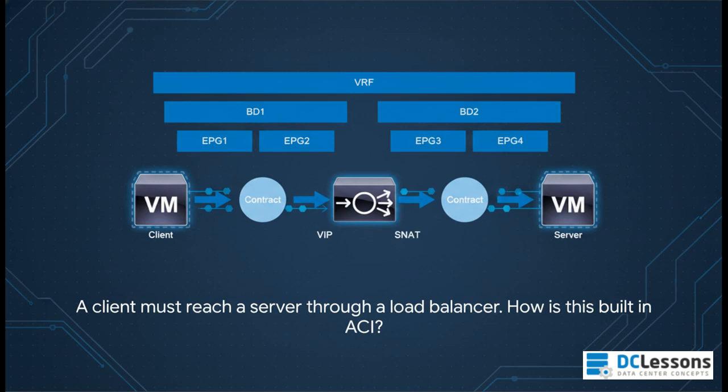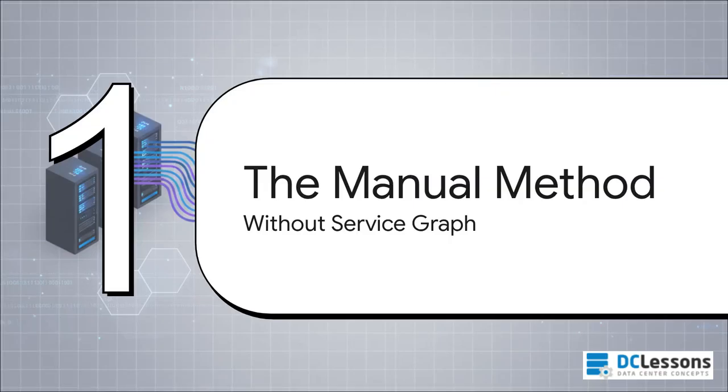But here's the twist. It can't be direct. The traffic has to hit a virtual IP or VIP on that load balancer first. Then the load balancer works its magic, performs a source NAT or SNAT, and forwards the traffic along. The question is, how do we actually build this flow? Let's start with method number 1, doing it all by hand without a service graph.